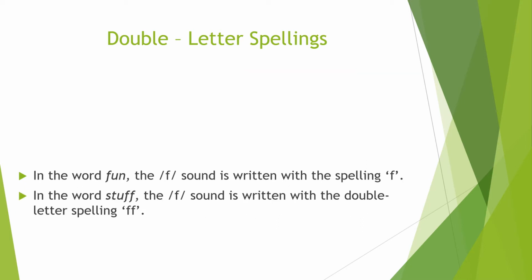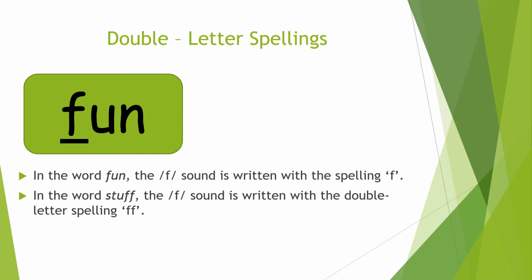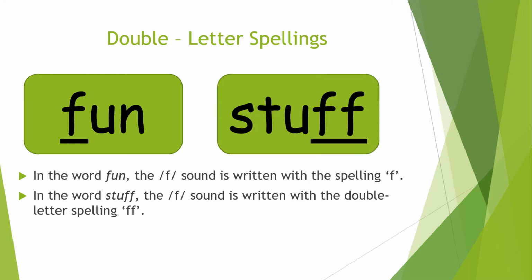Let's take a look at another. What is this word? This is the word fun. In the word fun, you notice that it only has one F. So the F sound is written with the spelling F. Take a look at this word. This is the word stuff. Notice that the word stuff has two F's. The F sound is written with the double letter spelling FF. Remember, you only hear one F sound.